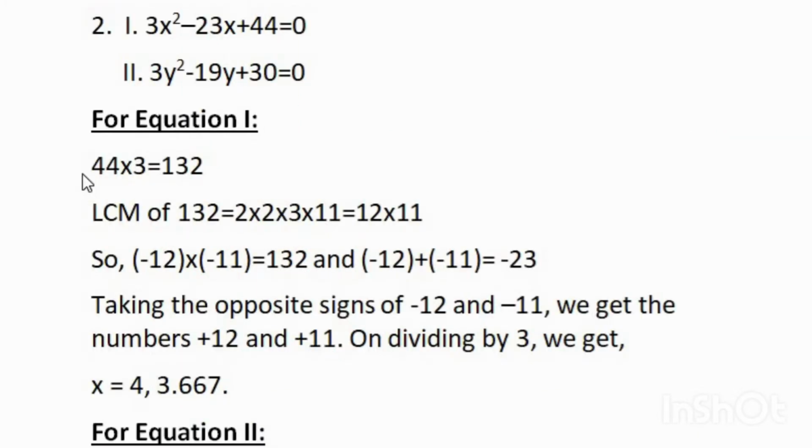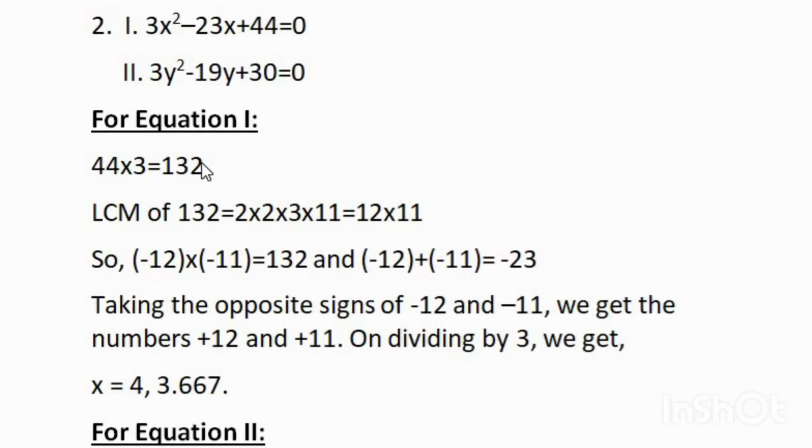Now we can go to the second question. The equations are 3x square minus 23x plus 44 is equal to 0, and 3y square minus 19y plus 30 is equal to 0. Now for equation 1, that is, considering this equation, 3x square minus 23x plus 44 is equal to 0, what is the first step? Multiply the x square term and the constant term, that is 3 into 44.